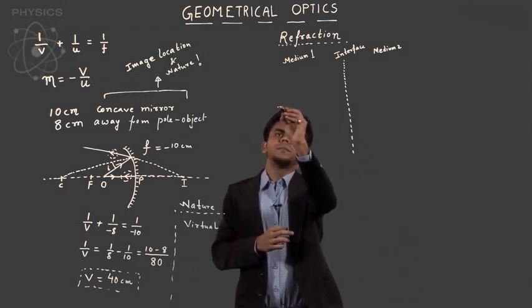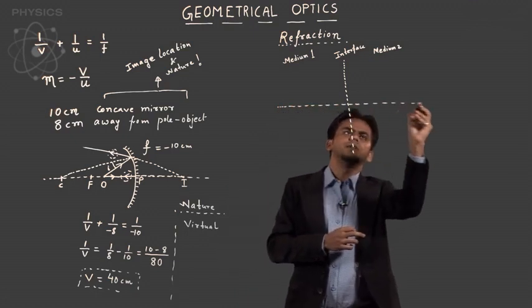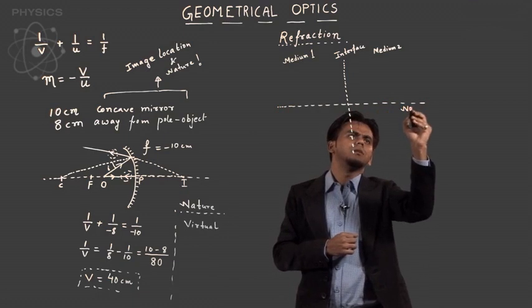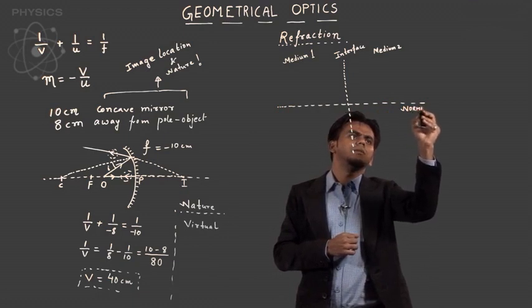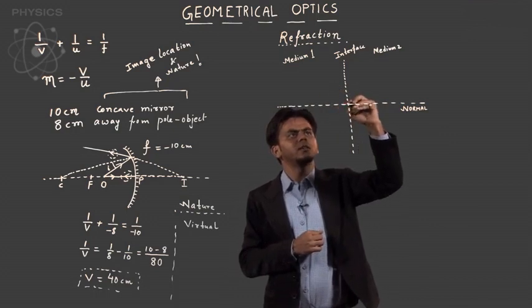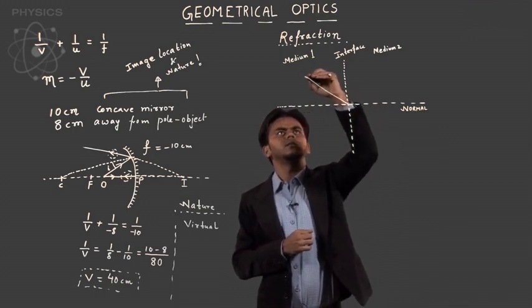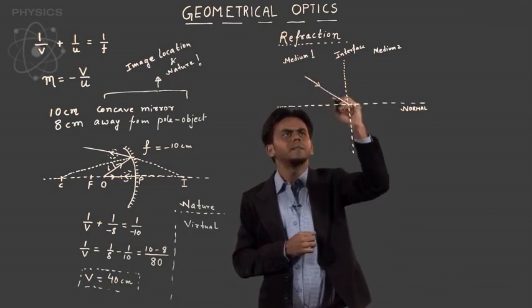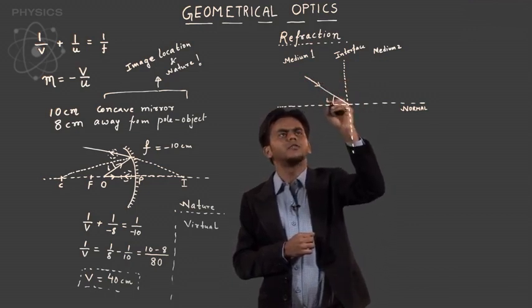If I draw a perpendicular line over here, this becomes your normal. Now a ray of light reaching over here, like this, is the incident ray, and this is your angle of incidence.